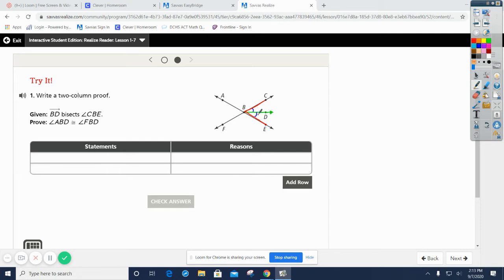Now, what are we trying to prove? We're trying to prove that angle ABD is equal to, or congruent to, as it actually says, FBD. ABD goes from here to there. That's the purple angle there. And FBD goes from here to here, and I'm going to use purple again. So you can kind of see what you have to prove.